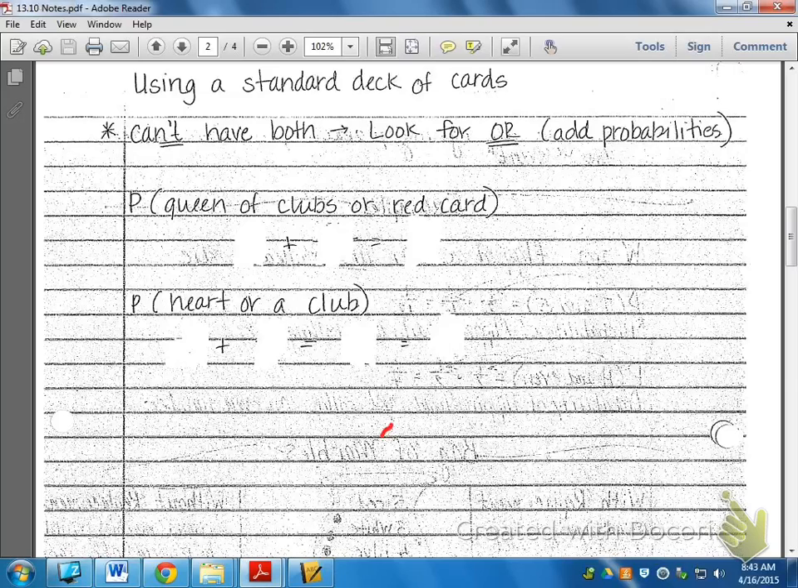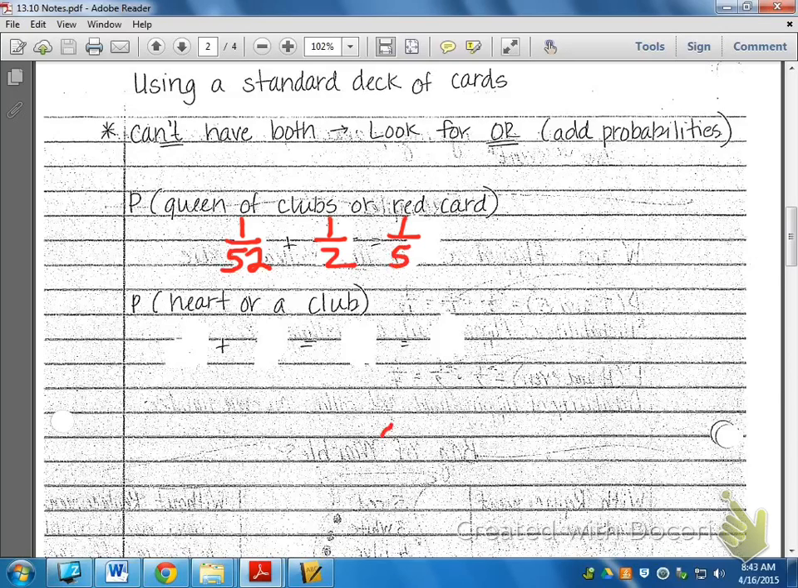So for a queen of clubs, that's very specific. There's only one of those out of the 52. But a red card, how many of the cards are red? Half of them. So half. So in order to add 1 over 52 plus 1/2, I have to have a common denominator. What would my common denominator be? 52.